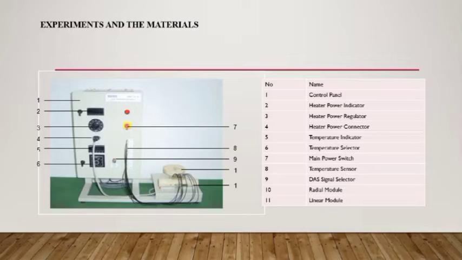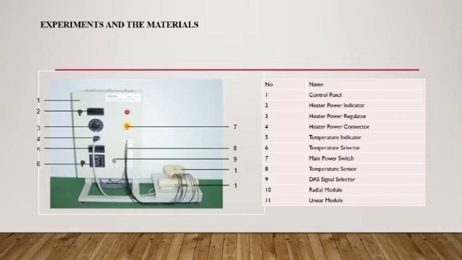Number 7 is the main power switch, which is the main switch for the whole system to operate and to shut down. Number 8 is the temperature sensor wires, and number 9 is the DAS signal selector. Numbers 10 and 11 are the radial module and the linear module. These are the 11 components specified as the experimental apparatus.